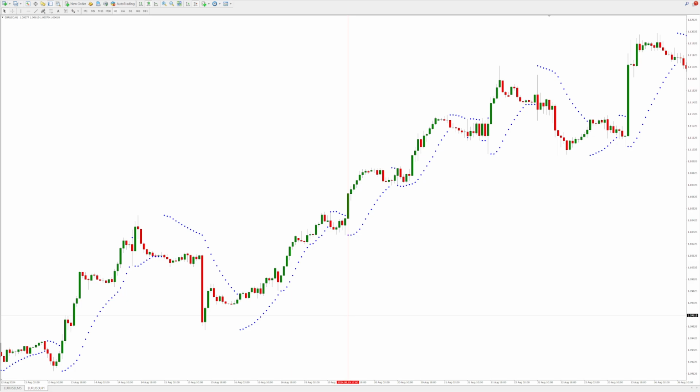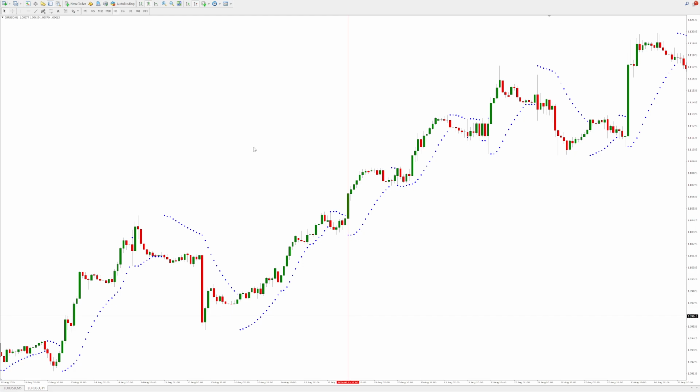Hello traders, in this video we are going to be taking a look at the Parabolic SAR indicator. So this indicator is free on most trading platforms. The main purpose of this indicator is to show you which direction the market is moving, whether it's moving upwards or downwards, whether we're in a bullish or bearish market.